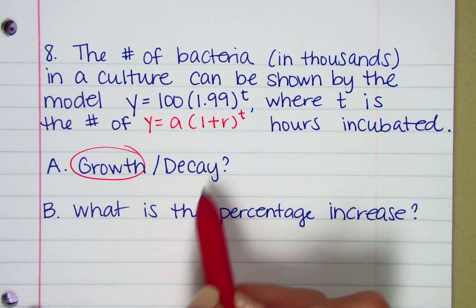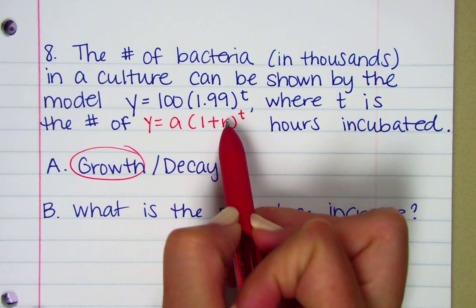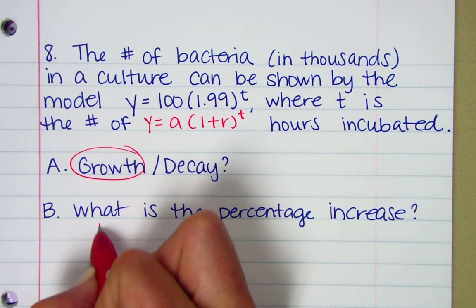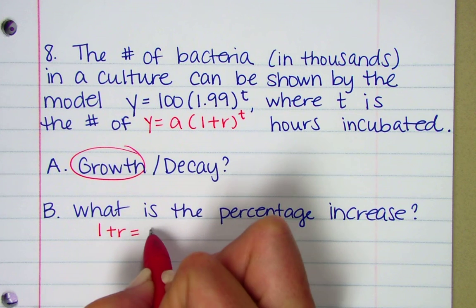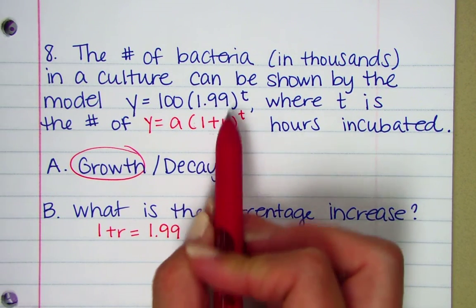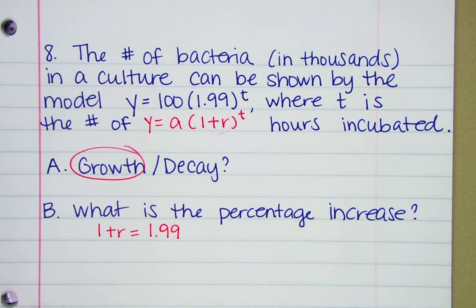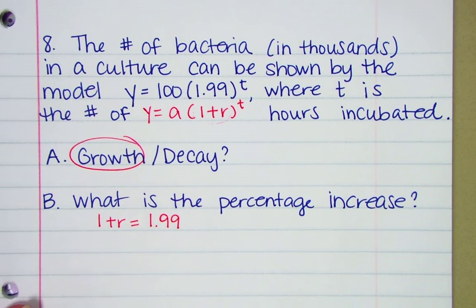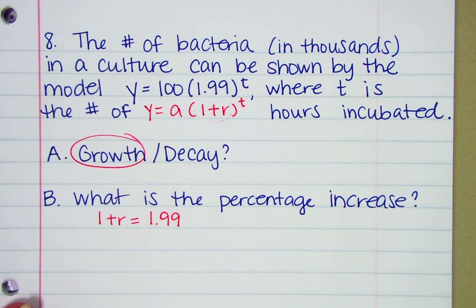The way we found this on number 7 was we did 1 plus r equals 1.99, parentheses equals parentheses. Then we solve for r. It's easier with the growth. It's easier to see what it is. So we solve for r.